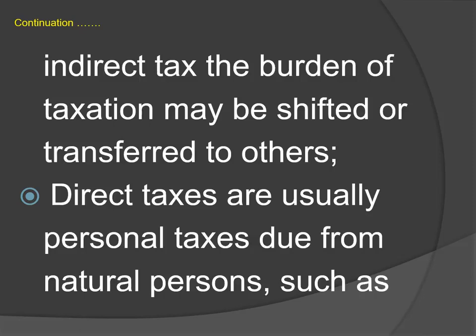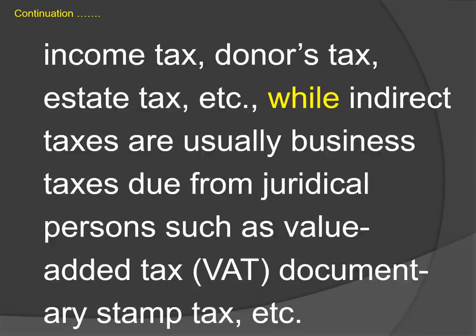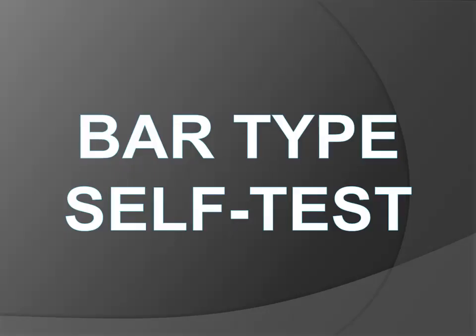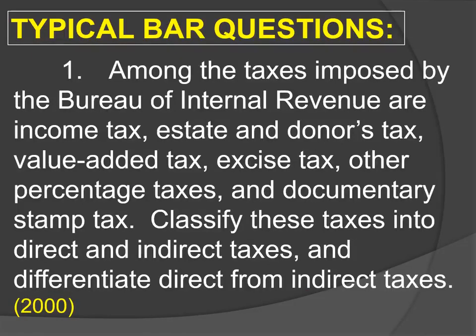The second point of distinction is that direct taxes are usually personal taxes due from natural persons, such as income taxes, while indirect taxes are usually business taxes due from juridical persons, such as value-added tax, etc. So, what question has been asked here in the past? When you look at this, it is nothing more than a theoretical discussion question, which includes, among others, an enumeration. That is why you use the horizontal or vertical type.